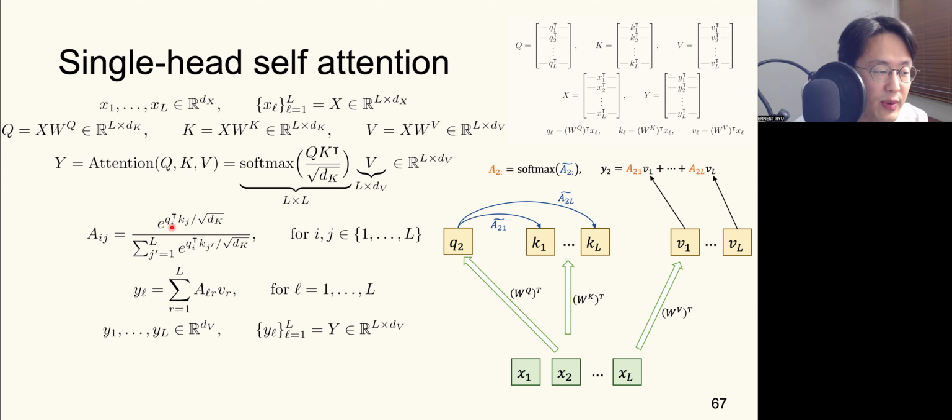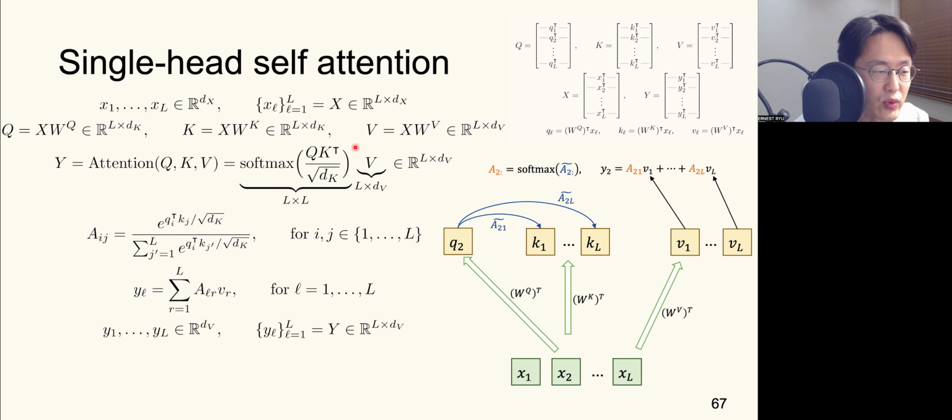you exponentiate that, and then you have this exponentiated term, and then you normalize this across the row. What I mean by row-wise softmax is, you fix the row index I, and then you sum over the column index j. So here we have a summation over this j prime, the column index j prime, while keeping the row index I fixed. And this serves as a normalization. This is a softmax normalization. And now we have this Aij component.